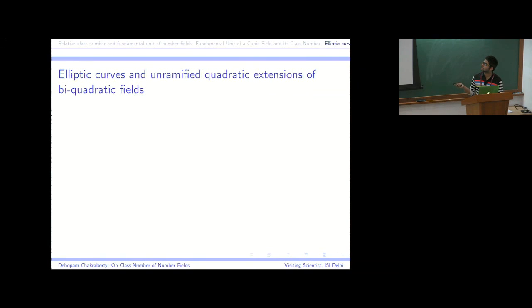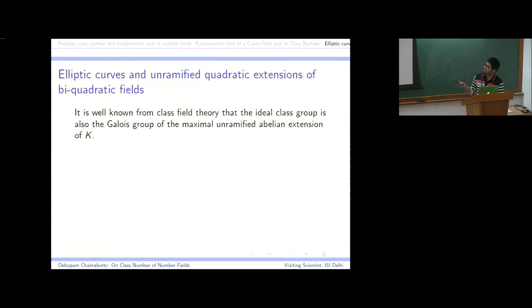It's about elliptic curves and unramified quadratic extensions. As we already know from class field theory, the ideal class group is the Galois group of the maximal unramified abelian extension. Even if you don't get the maximal one, if you get an unramified abelian extension, it will sit inside that thing. So you will not find the ideal class group, but you can say something about its divisibility, because the Galois group will sit as a subgroup of the whole thing.